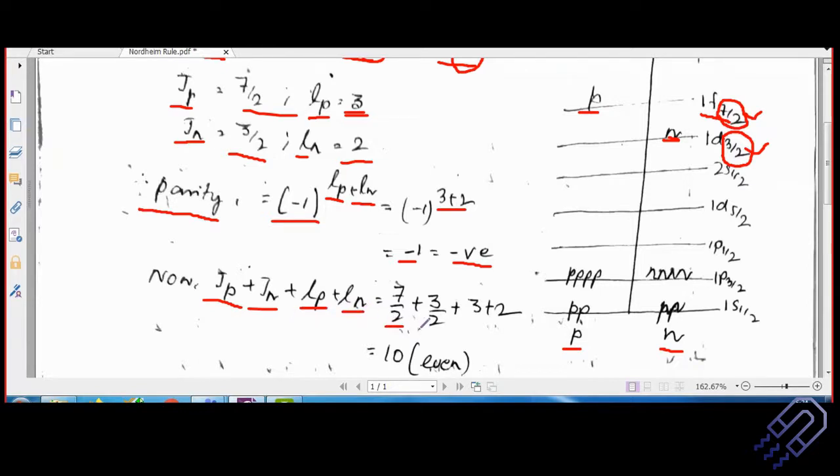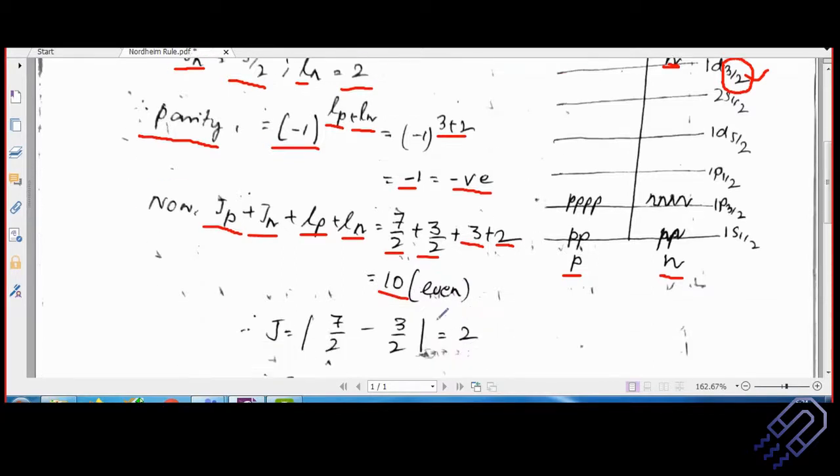So if I take 7/2 plus 3/2 plus 3 plus 2, we get 10. So it's a big rule, okay? Please try to remember this. We get 10. 10 is even. So if it is even, the J value would be 7/2 minus 3/2. You have taken a mod, so whichever value comes first doesn't matter. You just take the mod of that.